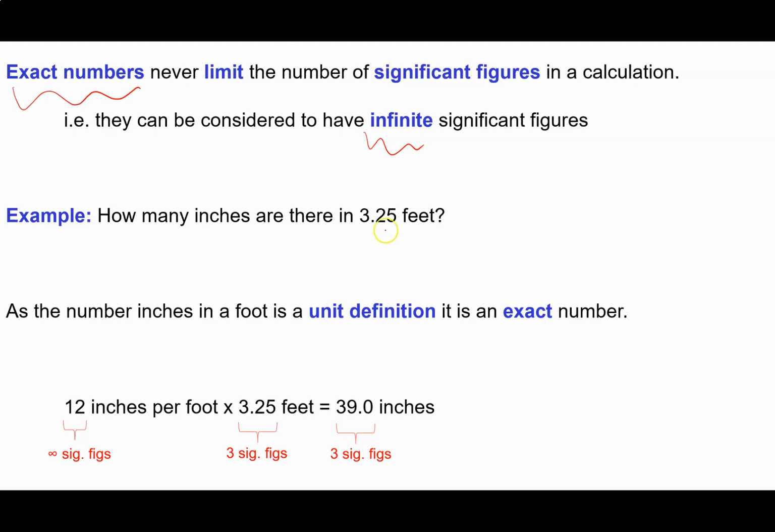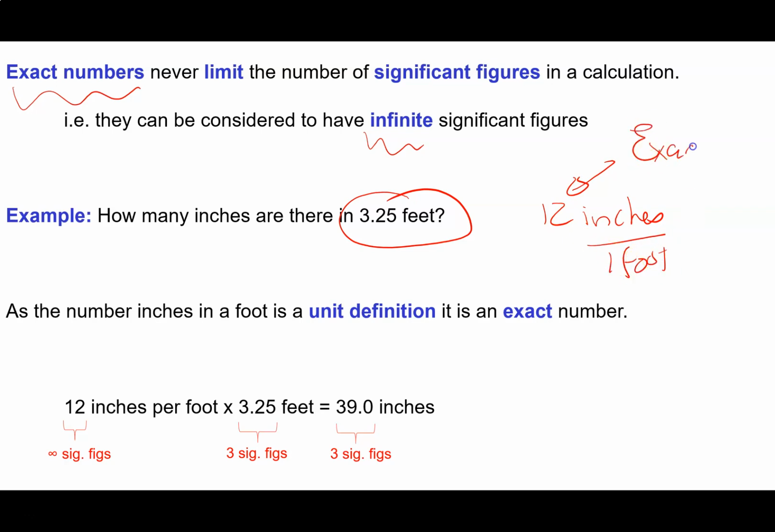So if I ask how many inches are there in 3.25 feet, I know that I'm going to have to use the relationship that there are 12 inches in 1 foot. But I know that that 12 is exact because it's a unit definition, right? So what that means is it's treated as though it has infinity significant figures. So let's look at this. To calculate this, we would do 12 inches per foot times 3.25 feet. That's how we're doing it. So we do this calculation.